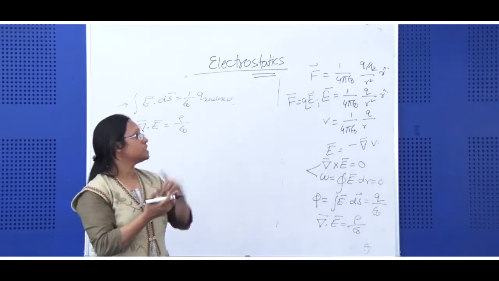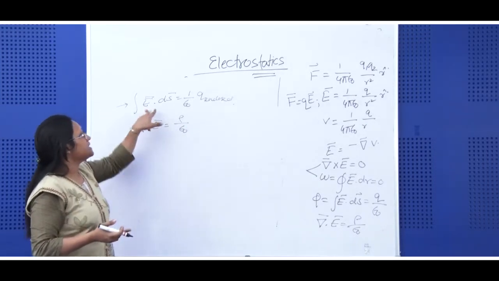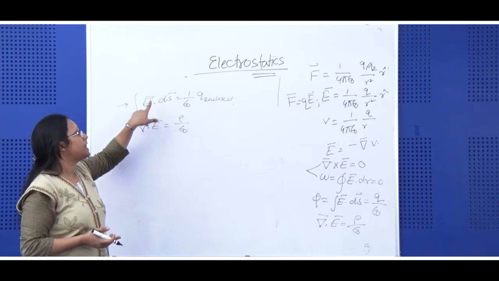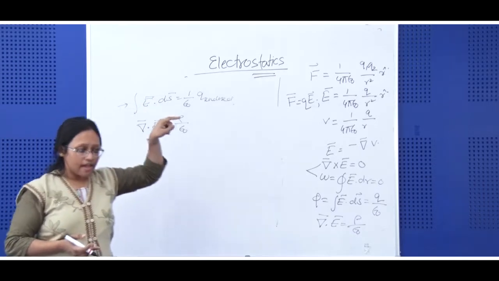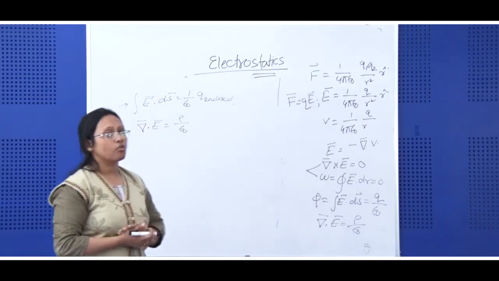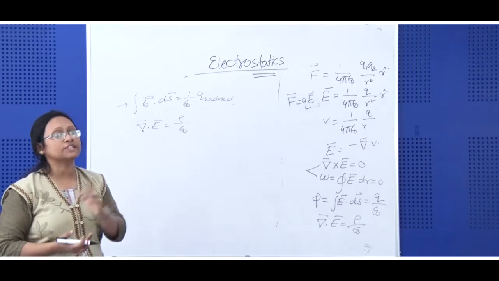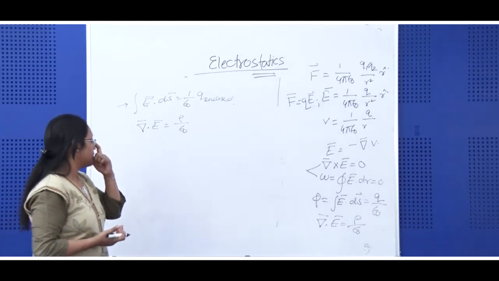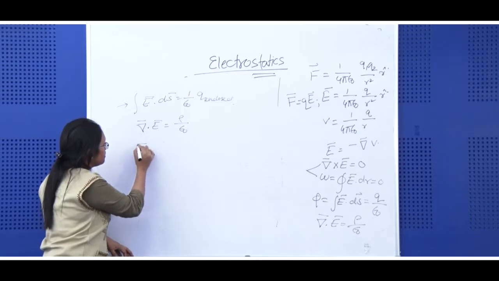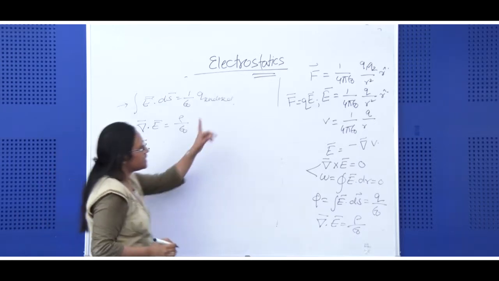Another limitation of Gauss's law is that as it is a dot product, we cannot find the direction of the electric field at any point using Gauss's law. We can find its magnitude only.